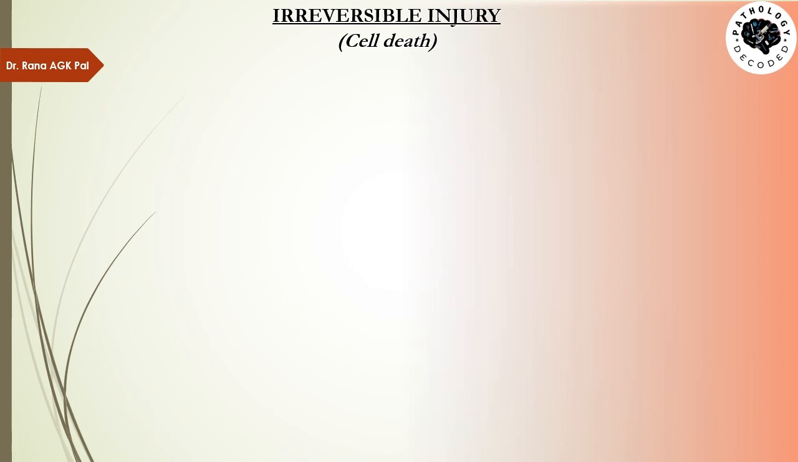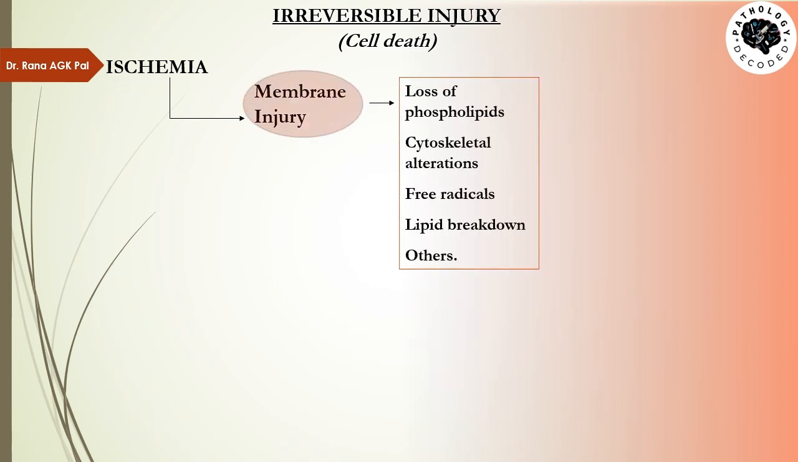Now, since it cannot be reversed, this injury will go on progressing until the cell dies, and that is known as cell death. Now here, what happens? First of all, there is membrane injury. This injury to the membrane will lead to loss of phospholipids present in the membrane and cytoskeletal alterations, so the damage to the membrane and shape of the cell will lead to formation of myelin figures.